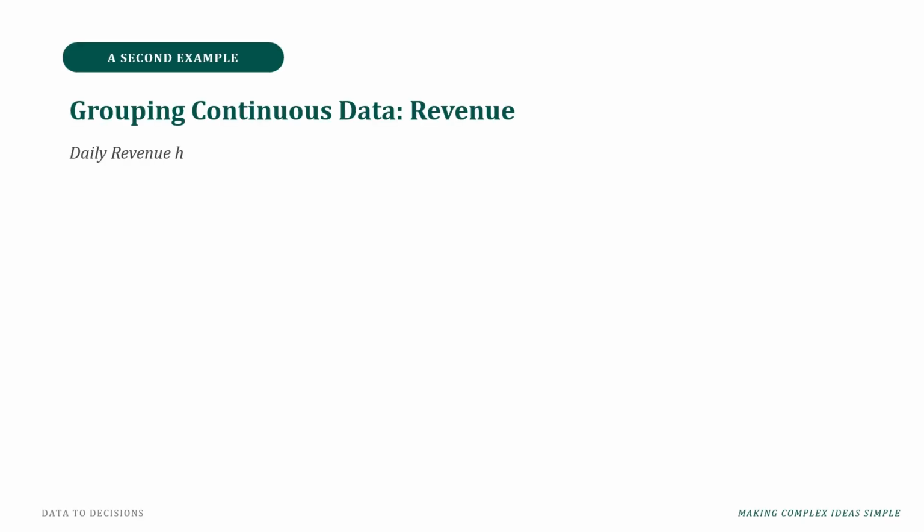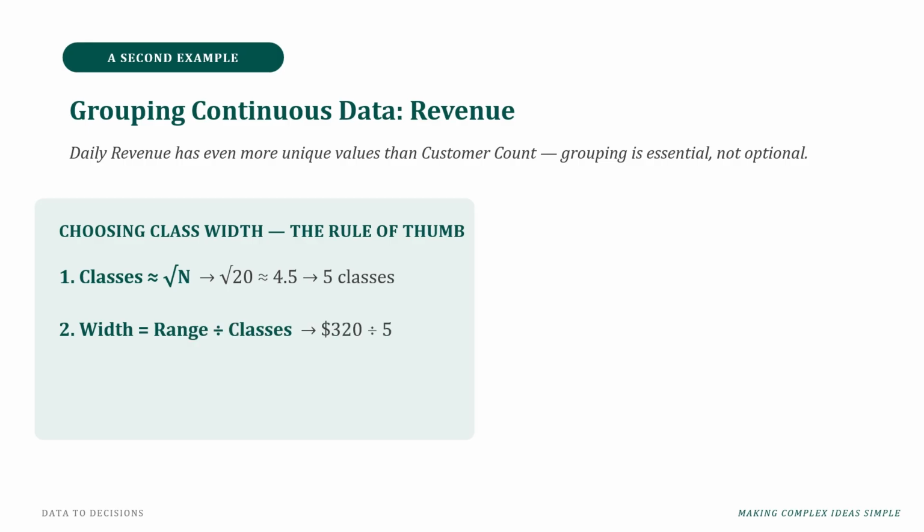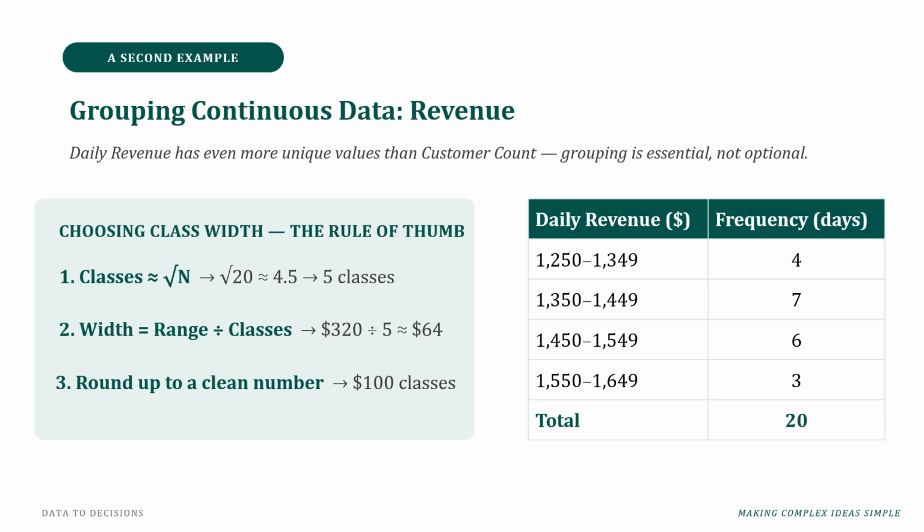Daily revenue has even more unique values than customer count, so grouping isn't optional here, it's essential. To choose your class width, start with roughly the square root of your sample size. Square root of 20 is about 4.5, so aim for 5 classes. Divide your range by that number. $320 divided by 5 is 64. Then round up to a clean, readable number, in this case $100 classes. That gives Sarah a clean revenue table in just 4 rows.